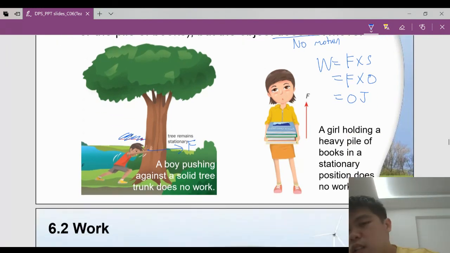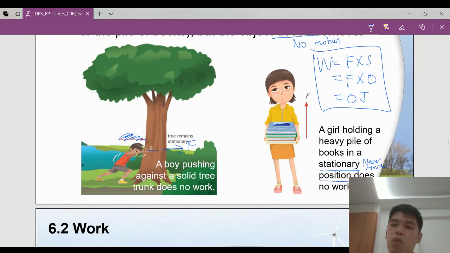Next, if the girl is holding on to a heavy pile of books in a stationary room, stationary means never move. Similarly, this thing comes in again because the girl can put a lot of force upwards, but the book never moves. She never moved. There is no movement. Remember, the movement direction and the force must be in the same direction before we can multiply.